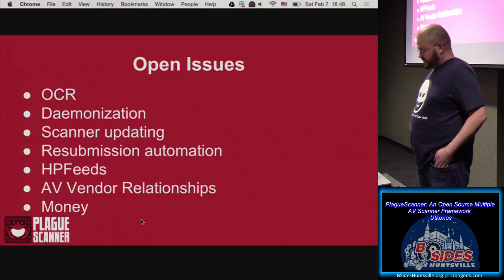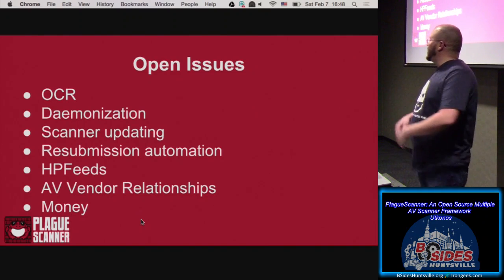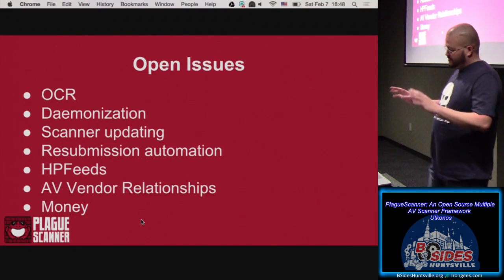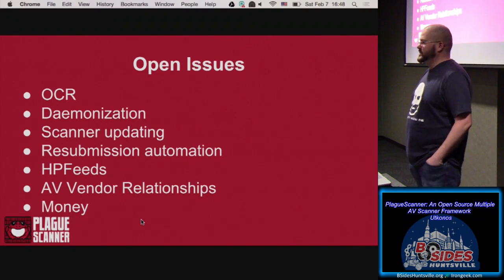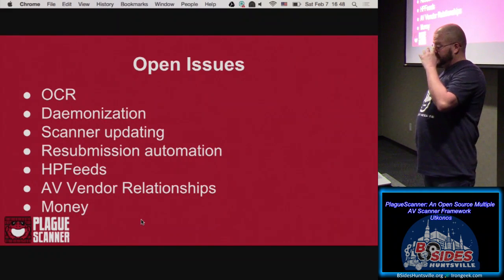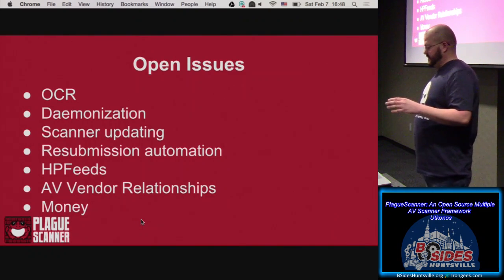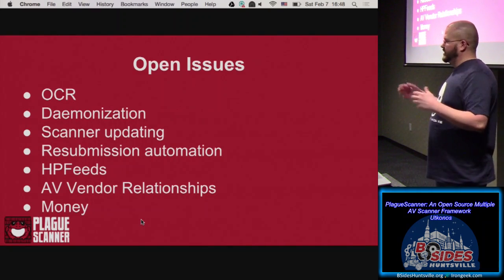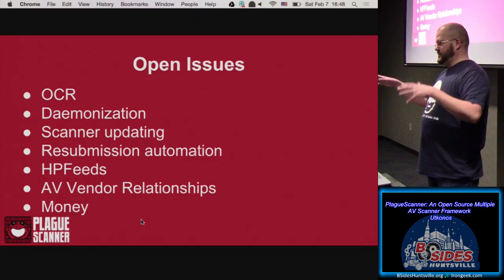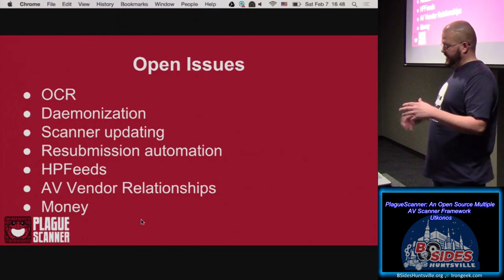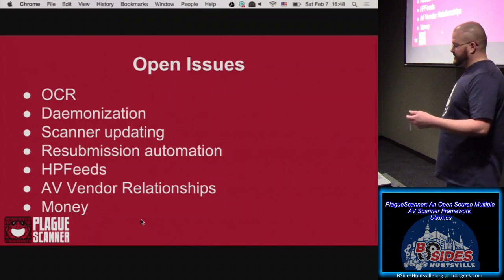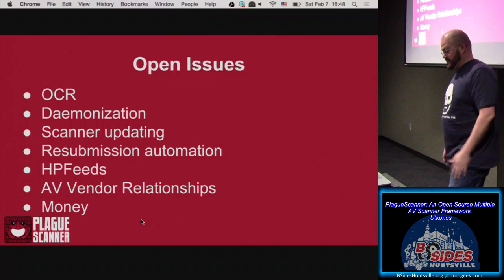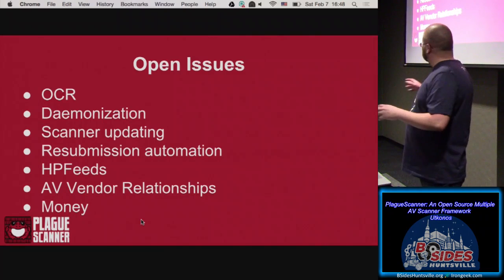I also would like to include HP feeds in the project. If you're not familiar with HP feeds, it's a publish-subscribe protocol from the HoneyNet project. Many of the HoneyNet project sandboxes and other systems use this so that you can share the data that's coming out of your sensors with each other, with other threat researchers. You can share them with a central location, and it would make it really easy to gather data from many different instances of PlagueScanner.